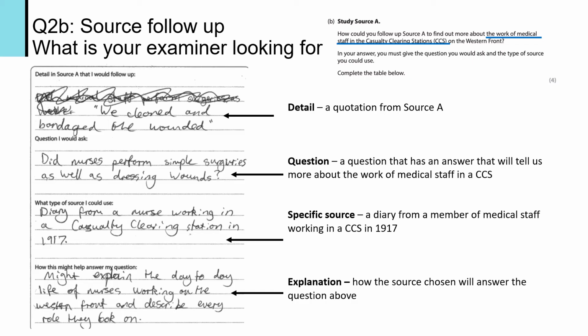Here we have a 4-mark answer to our question from the Medicine in Britain paper: the work of medical staff in the casualty clearing station. There is a detail from source A, a quotation. There is a question that has an answer that will tell us more about the work of medical staff in a casualty clearing station. A specific source, in this case, a diary from a member of medical staff working in a casualty clearing station. And the answer goes on to explain how the source chosen will answer the question that they have selected.